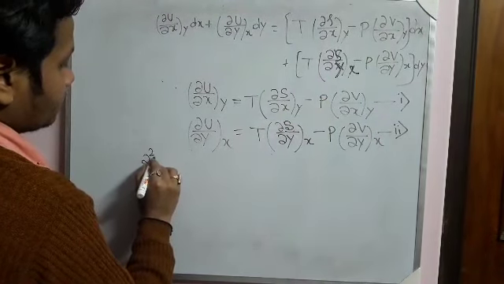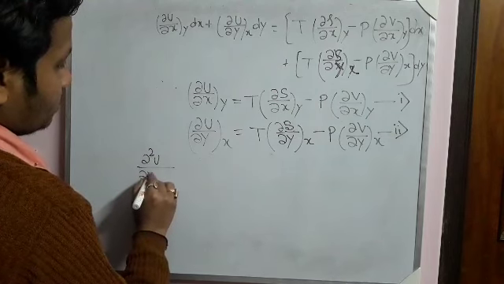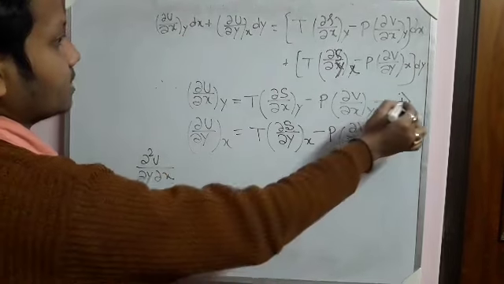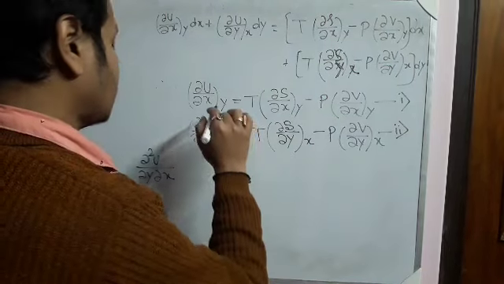So what we get? Del 2u del y del x. Differentiate equation 1 partially with respect to y and x.